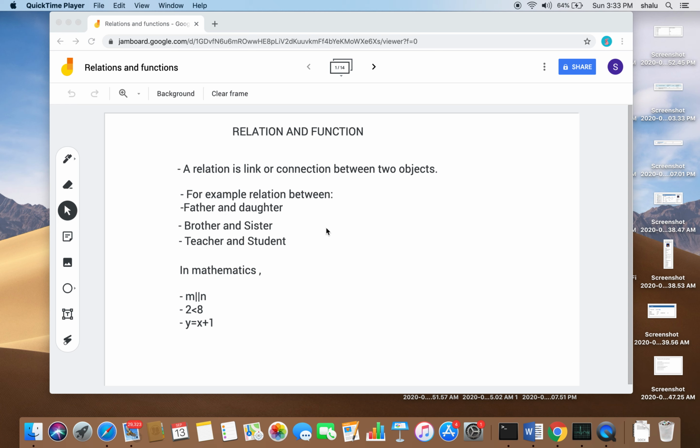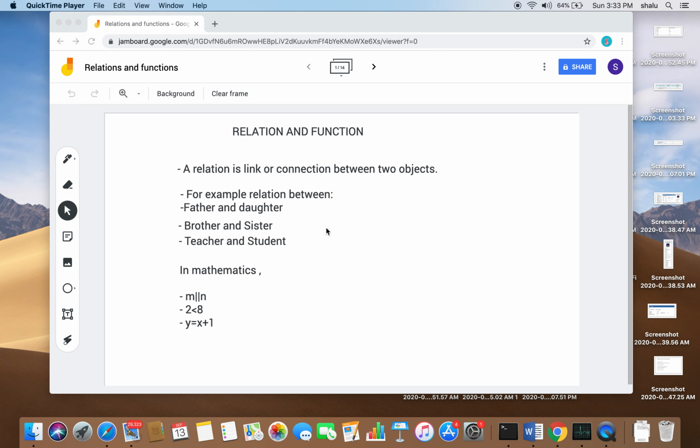Hello dear students, today we are discussing a very important topic, relation and function. We'll first discuss relation in general. What do you mean by a relation? It's a link or connection between the two objects.